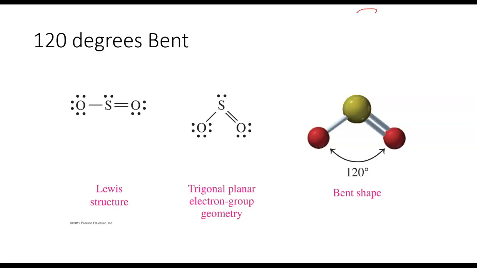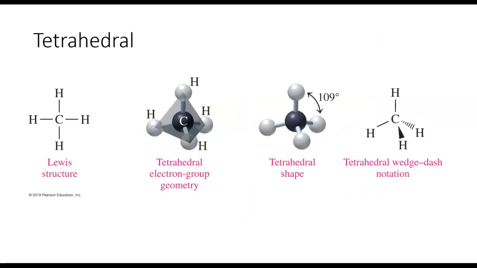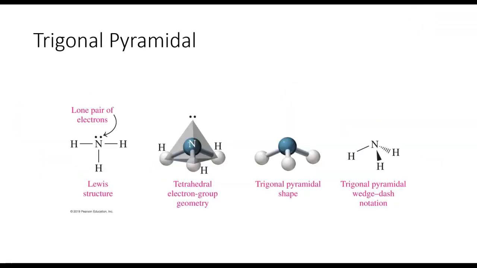This is another 3 group. We have 2 attached and a lone pair. So there's 1, 2, 3 groups. Tetrahedral, so this is a 4 group. So there's no lone pairs on this carbon. We have 1, 2, 3, 4. It's another 4 group. We have 1, 2, 3 bonded things, and then we have a lone pair, so 4. 1, 2, 3, 4.